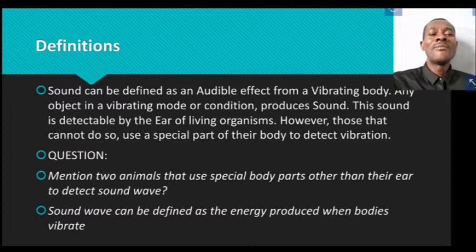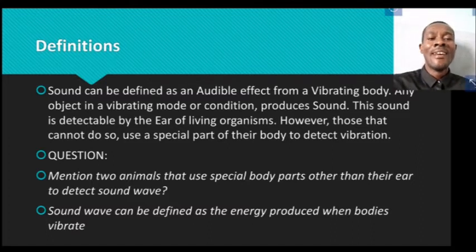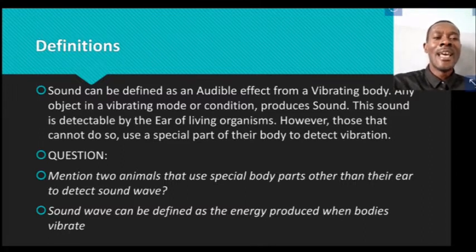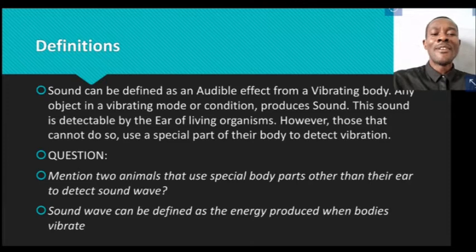Of course, there are different ranges of sound waves, and their characteristics like the pitch of sound, the different wavelengths, and the rest of them. But all in all, sound is produced when a body vibrates. All right. So, according to what you have on your screen, any object in a vibrating mode or condition produces sound. Okay?